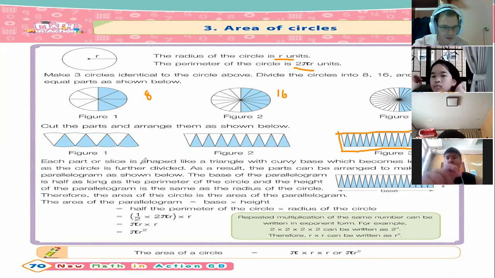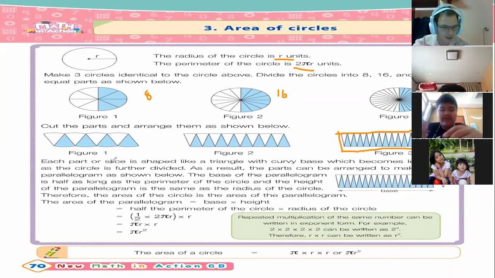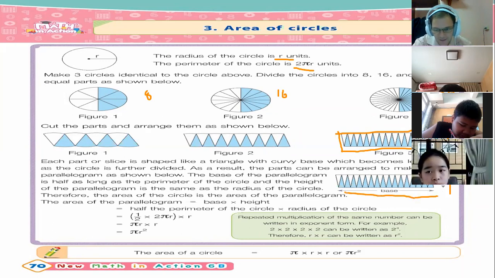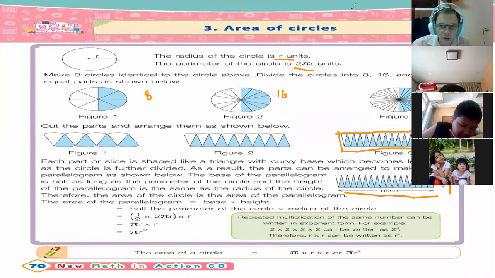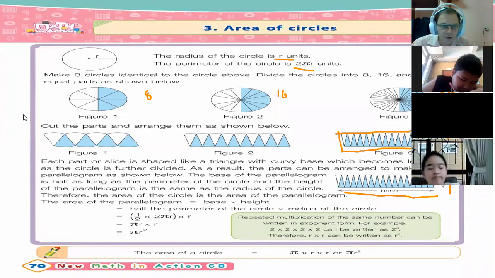Okay. Each part of a slice is shaped like a triangle with a curvy base, which becomes less curvy as the circle is further divided. As a result, the parts can be arranged to make a near parallelogram as shown below. The base of the parallelogram is half as long as the perimeter of the circle, and the height of the parallelogram is the same as the radius of the circle. So for instance, you will look here at the base and the height. Okay.